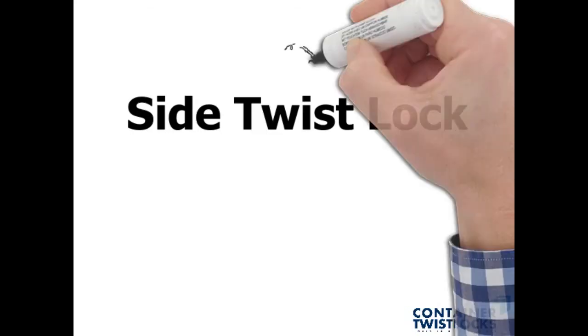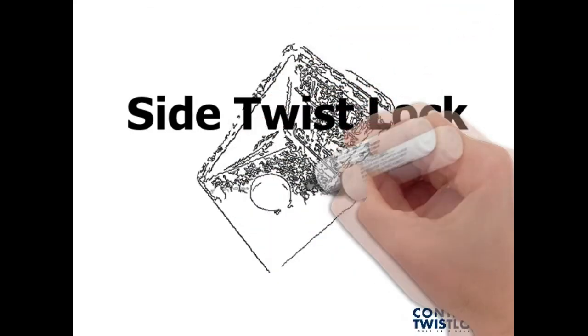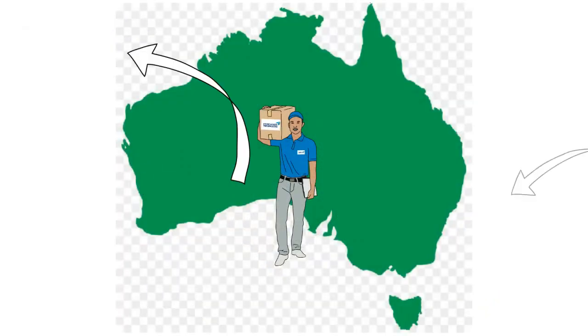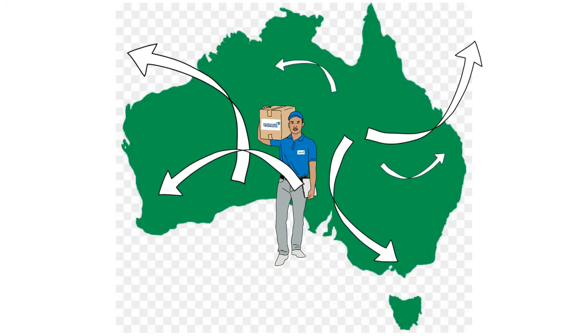Designed in Australia, Container Twistlocks are the sole provider of side twistlocks in Australia, New Zealand, and worldwide. We can, and regularly do, ship to anywhere.